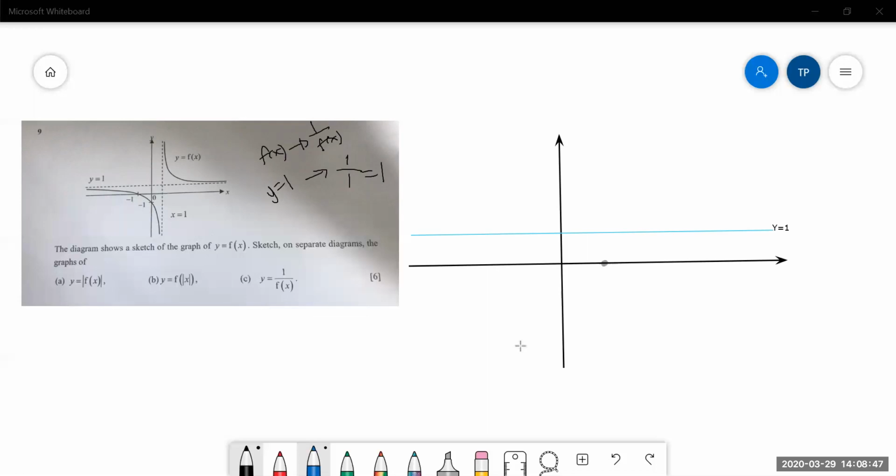So I'm going to use yellow color as my vertical asymptote. So we have x equals -1. Any other x-intercept? No. Okay. So what's the next thing to deal with? The y-intercept. What happens to the y-intercept? You inverse it.